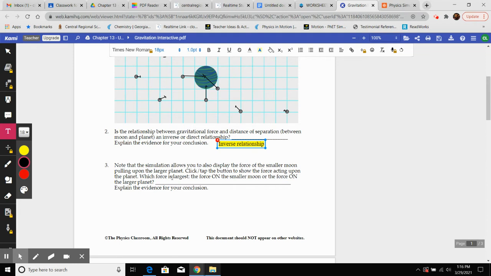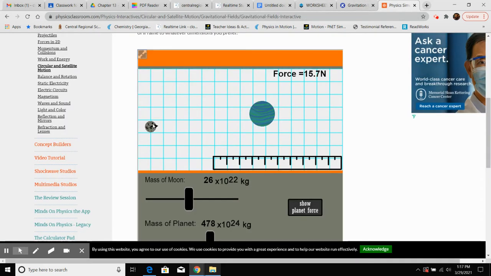Now, it wants us to note that the simulation allows you to display the force of the smaller moon pulling upon the larger planet. Click the tap button to show the force acting upon the planet. Which force is largest: the force on the smaller moon or the force on the larger planet? Let's click this and see. It's a little difficult to tell, but it looks pretty close to me.